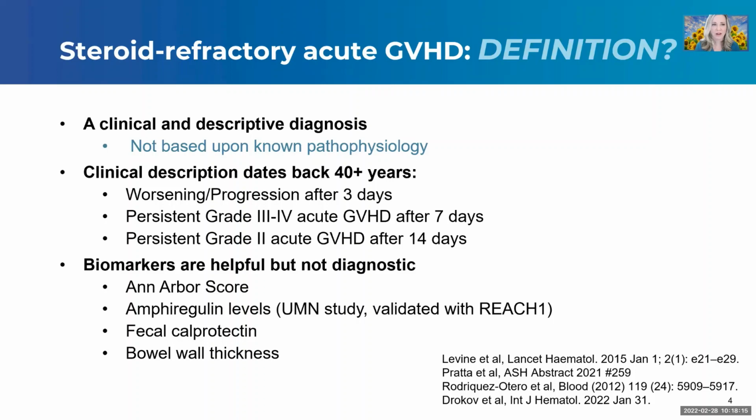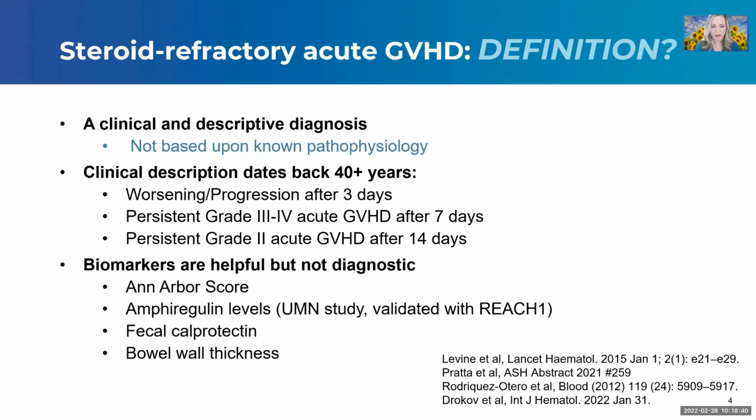The definition of steroid refractory acute graft versus host disease is a clinical and descriptive diagnosis that is not based upon known pathophysiology. This clinical description dates back several decades and is conventionally defined as worsening or progression of symptoms after 3 days, persistent grade 3 to 4 acute GVHD after 7 days, or persistent grade 2 acute GVHD after 14 days.